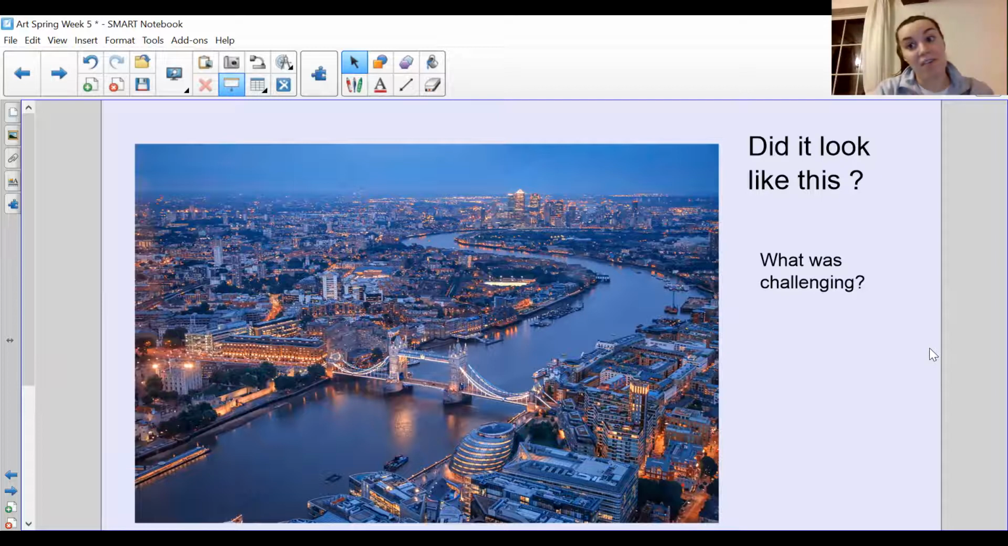Or you might just not have a photographic memory like Stephen Wiltshire. Whatever it was, it is challenging. And that's why it's so amazing that he has this skill. It makes him a very special artist.